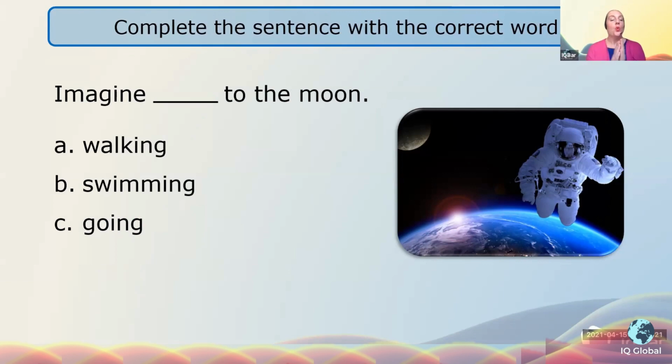Imagine, we need the verb plus the ing word. Imagine walking to the moon, swimming to the moon, or going to the moon. It's your turn. Can you choose the correct answer? Yes, Tammy, let's see. What are we going to do? What is the missing word? Imagine walking, swimming, or going to the moon.